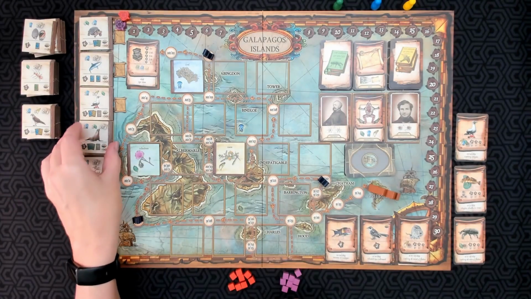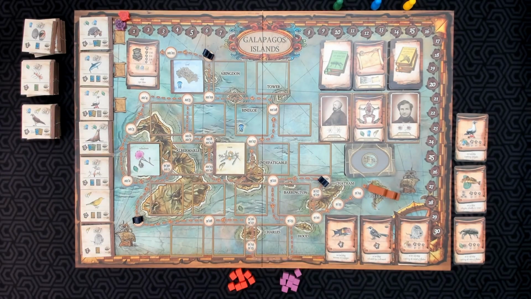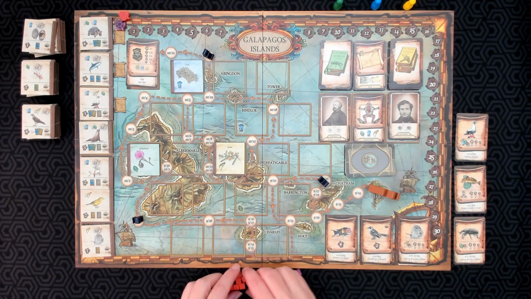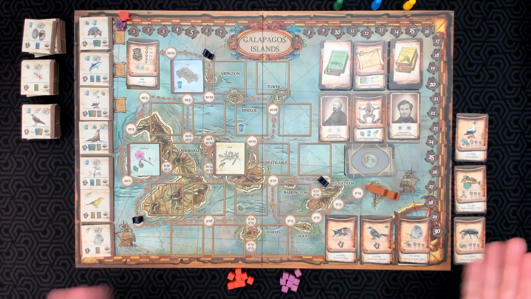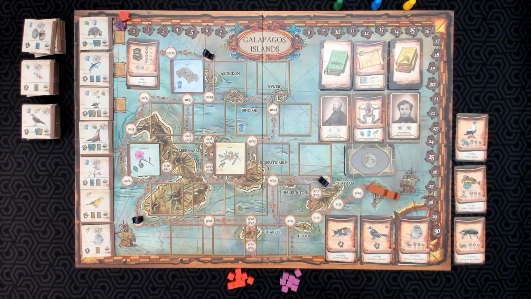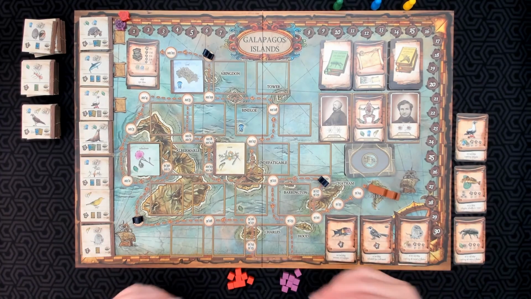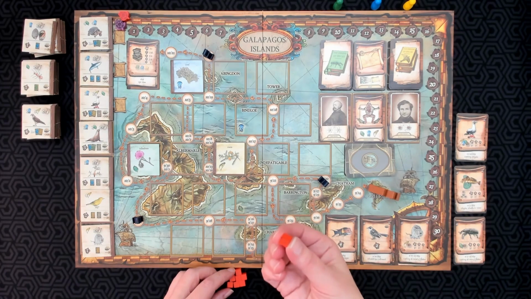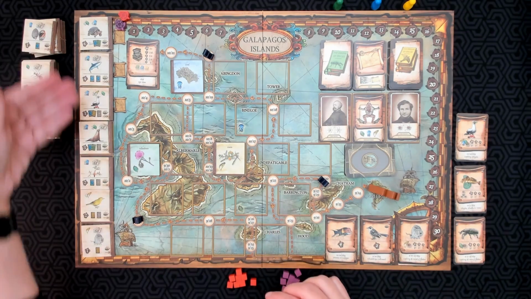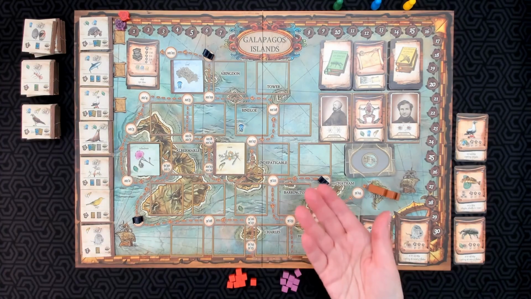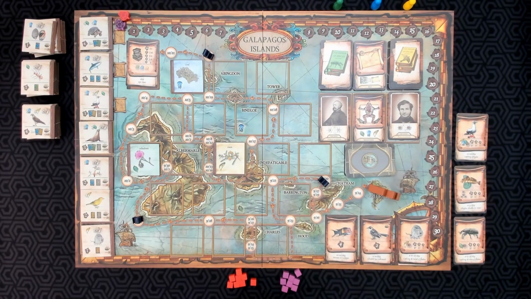All right, I think that we are now ready to go. So before we continue, I just want to say what's happening with Charlie. So the solo player goes first, and then we alternate turns throughout the game. What's happening with Charlie is he has a list of conditions over whether he will place an observation cube or whether he will discover a species, so whether he will do research or whether he will discover.